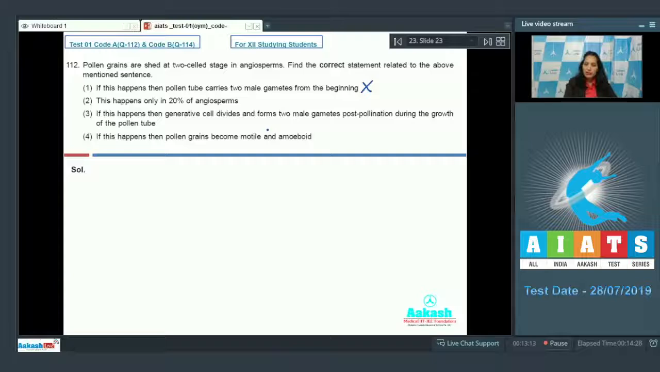This happens only in 20% of the angiosperms? No, this happens in 60%, the majority of the angiosperms. So this option is also ruled out. The fourth option says that if this happens, the pollen grains become motile and amoeboid. No, not at all. If the pollen grains are shed at the 2-cell stage, there is one vegetative and one generative cell, and the generative cell divides and forms 2 male gametes post-pollination during the growth of the pollen tube. This is absolutely correct. So the correct option for the given question is option number 3. Let's move to the next question.